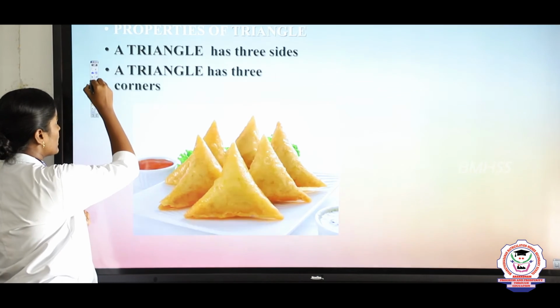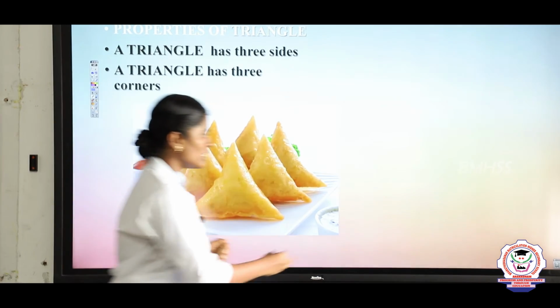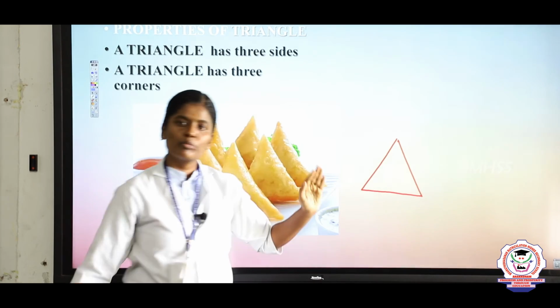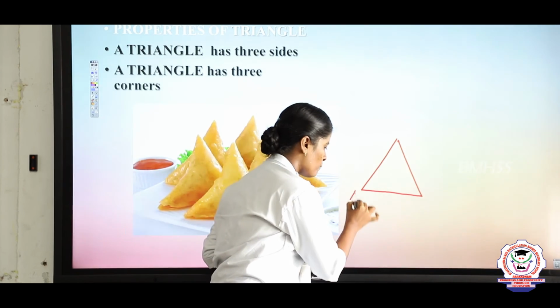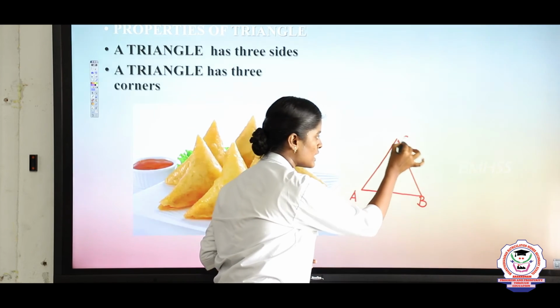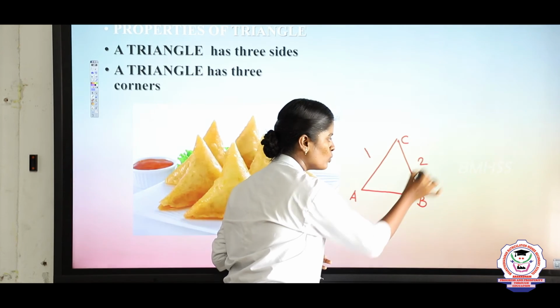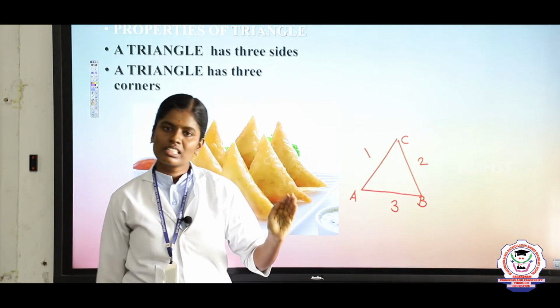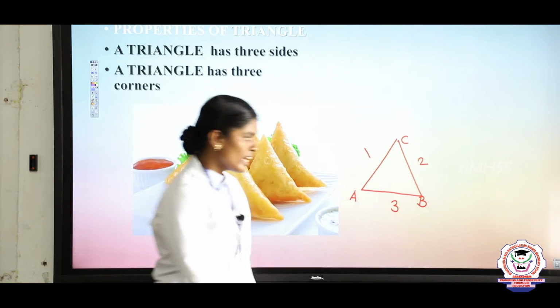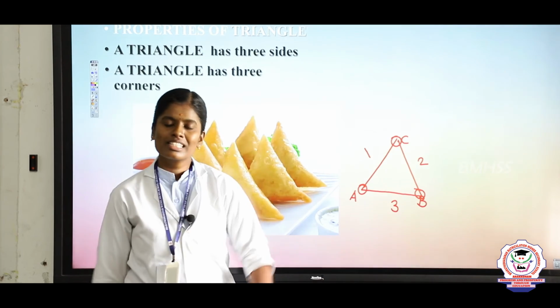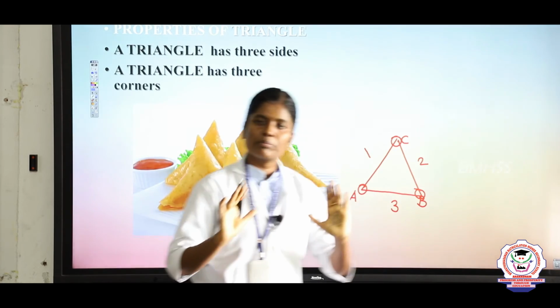Now I am going to draw the triangle picture. In this triangle picture I am going to keep the names A, B, C. A triangle has three sides. 1, 2, 3. A triangle has how many sides? Three sides and then three corners. And how many corners? Three corners.